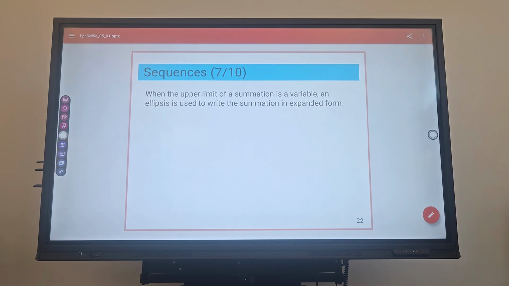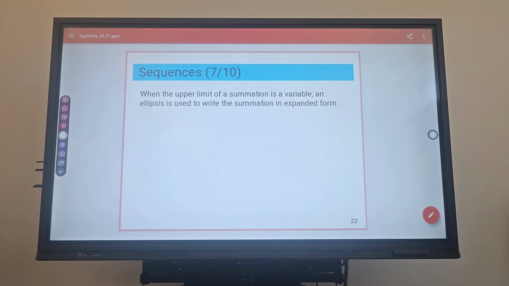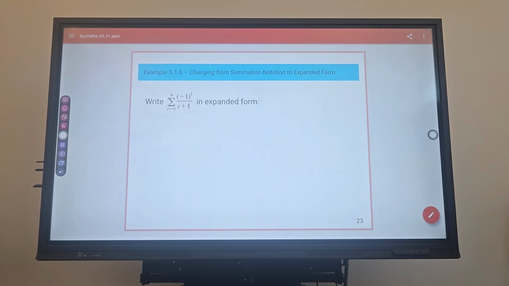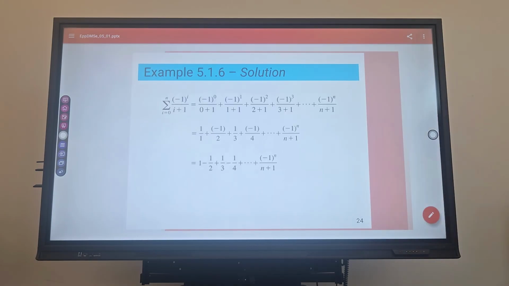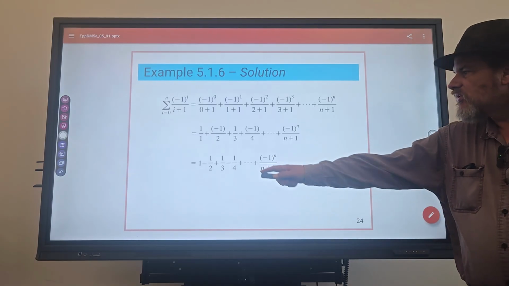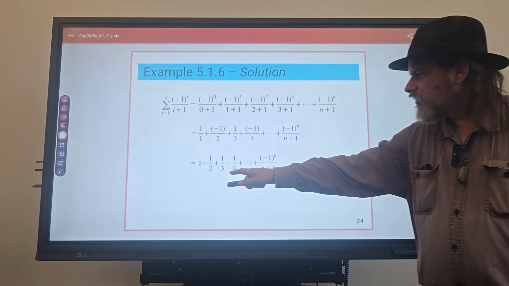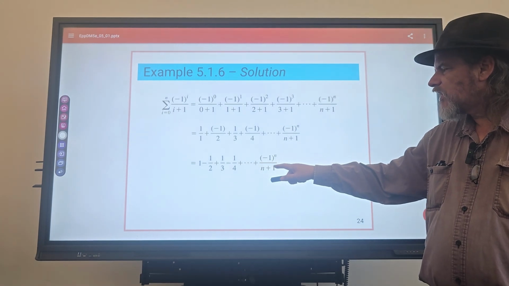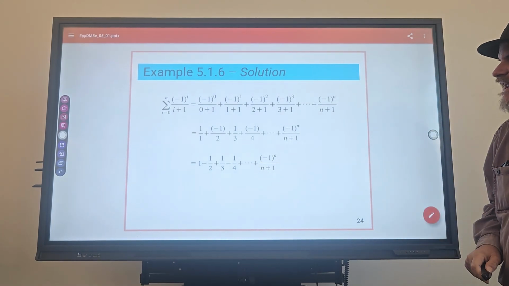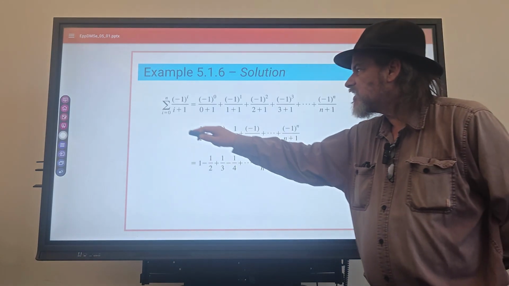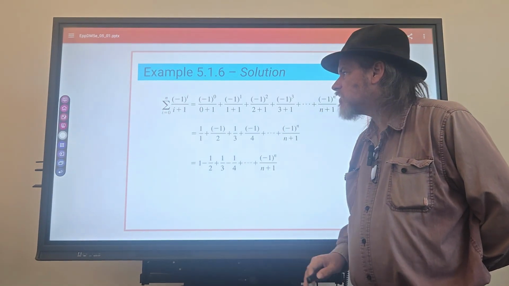When the upper limit of a summation is a variable, an ellipsis is used to write the summation in expanded form. So, in expanded form, this little expression here can be written as the value of the first few terms, followed by an ellipsis, followed by the last term in terms of n, because the upper limit is n, the lower limit is known.